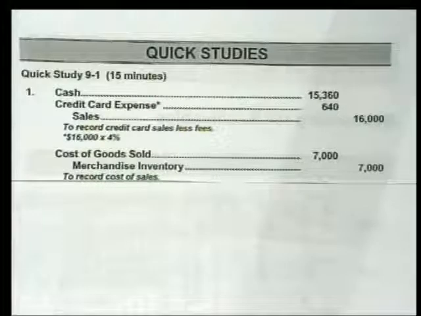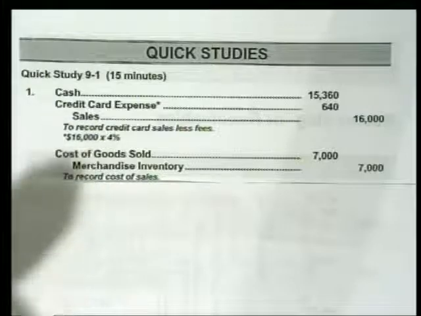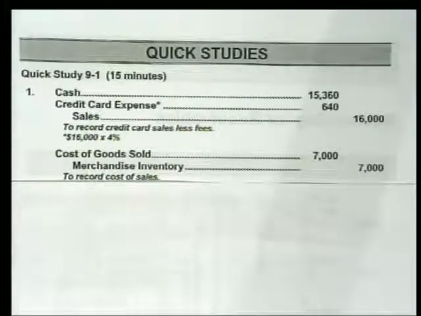The credit card expense, thus, is debited for the 4% fee times that $16,000. And, of course, we have to reduce our merchandise inventory account and account for our cost of goods sold, a la chapter 5 and 6, right?